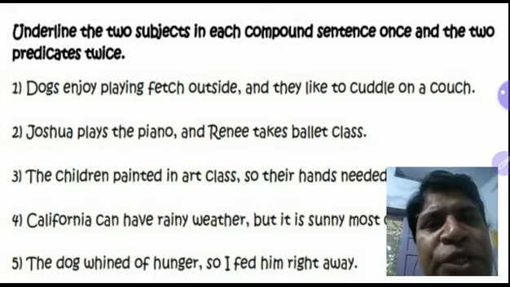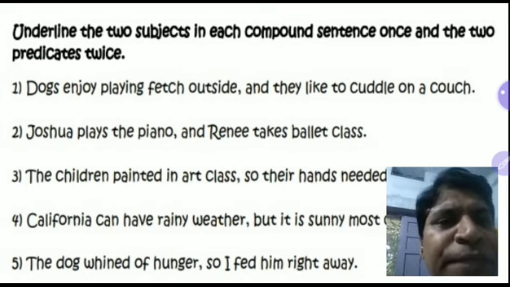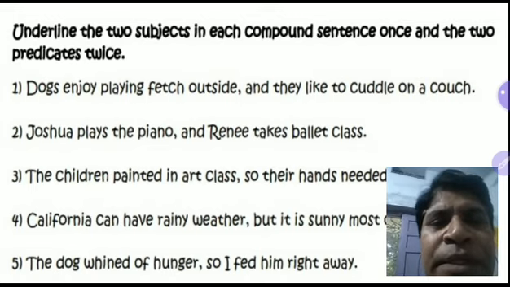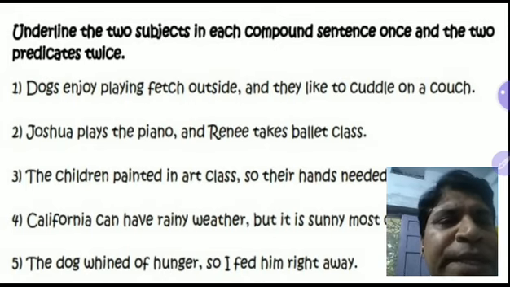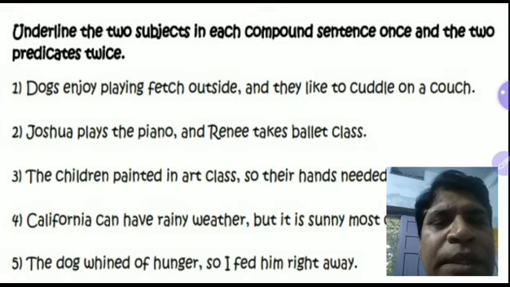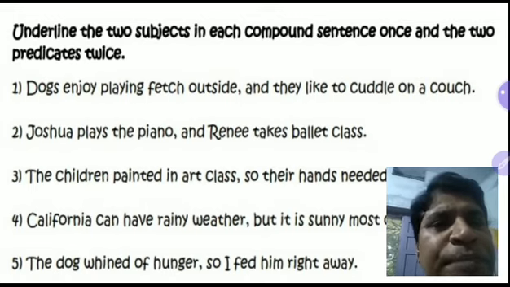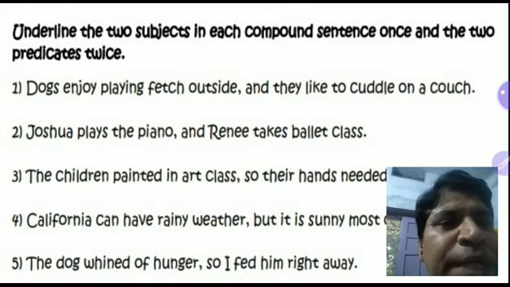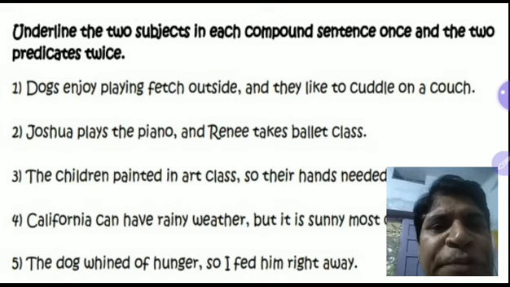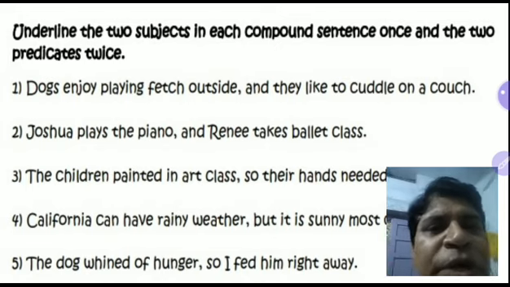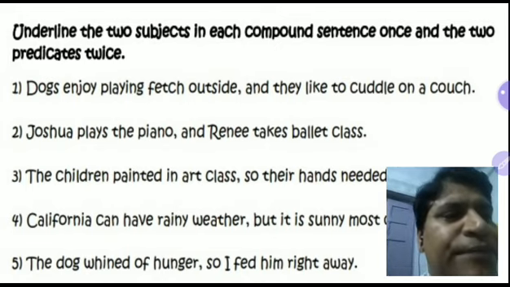Next number. Joshua plays the piano and Rennie takes ballet class. Here again the subjects are Joshua and Rennie. You have to underline once each, and then the predicates, plays the piano and takes ballet class. These parts of these two clauses have to be underlined twice.